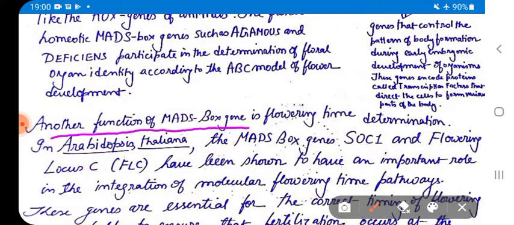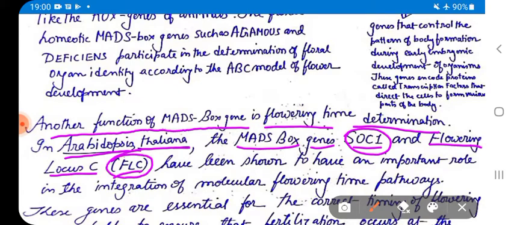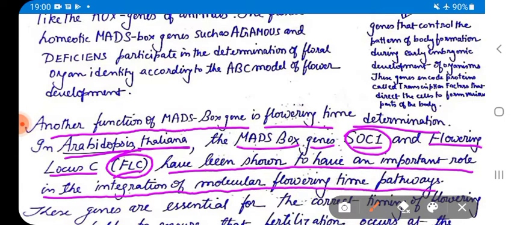Another function of MADS-box genes is flowering time determination. Within Arabidopsis thaliana, there are some genes that have the MADS-box sequence, like SOC1. We have seen SOC1 when we talked about the different ways of flower development. Flowering Locus C, also called FLC, has been shown to have an important role in the integration of molecular flowering time pathways. So there are also some other genes, other than your floral organ identity genes, that have the MADS-box sequence, like SOC1 and Flowering Locus C, which have been shown to have an important role in integration of molecular flowering time pathways.